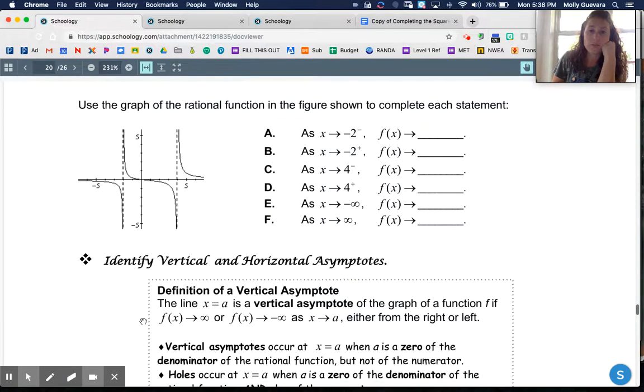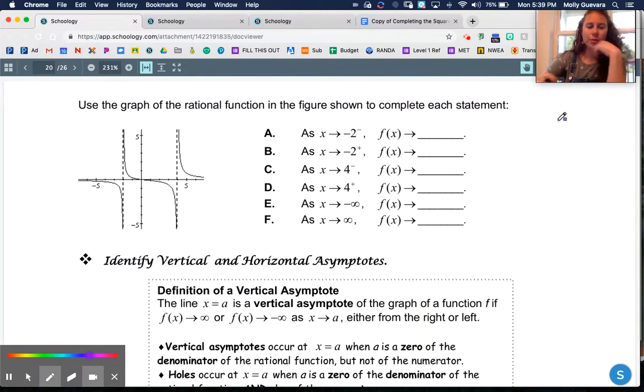So what I want you guys to do is on this page, I want you to see if you can figure this out. See if you can figure out what f of x is as x approaches -2 from the left, or as it approaches -2 from the right, or as it approaches 4 from the left, or 4 from the right, or negative infinity, or infinity, okay? So I do want you to try it. It's better to try it and mess up than not try it at all. So give it a shot, and then when you're ready to go over it, just hit play.